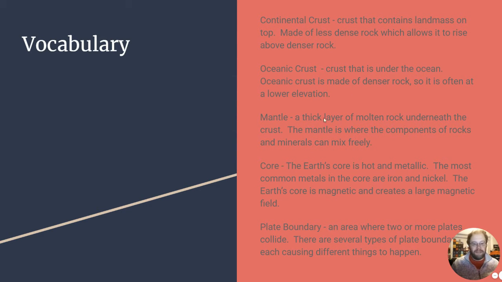The mantle is that thick layer of molten rock underneath the crust, and that's where the components of rocks and minerals can mix freely, and that's how new crust is created down in the mantle. The Earth's core is hot and metallic, and the most common metals down there are iron and nickel, and that's why it is so magnetic. There's a large magnetic field around the world, and that's because of the contents of Earth's core.